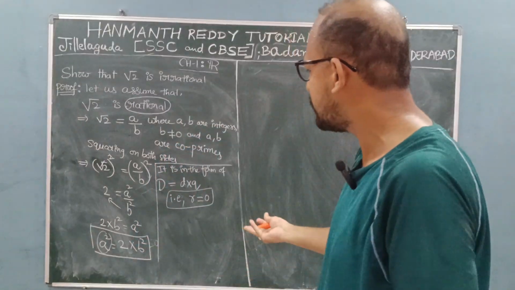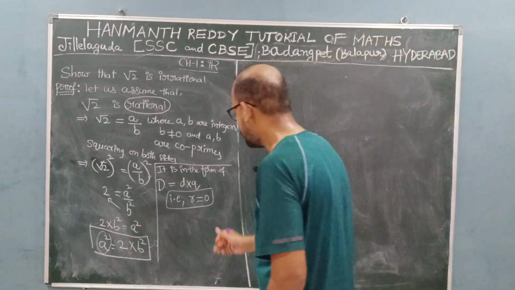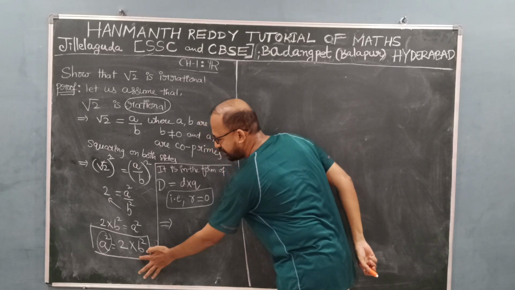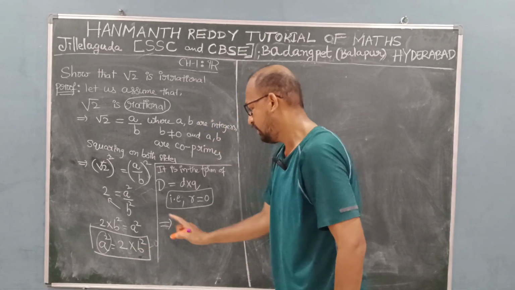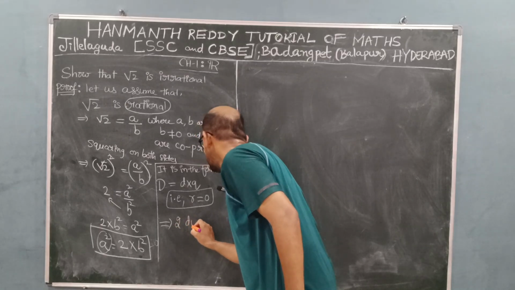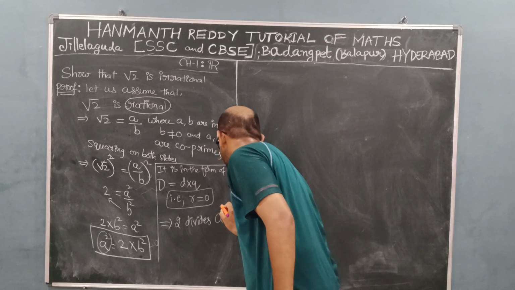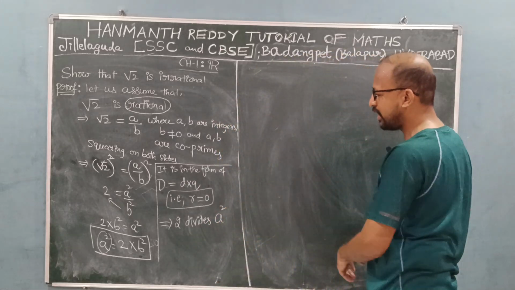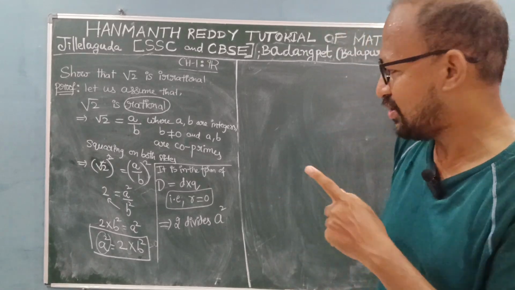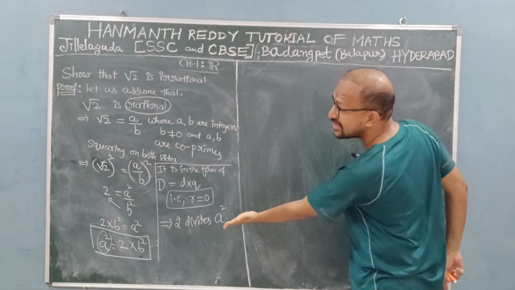So now divisor is a factor of dividend or divisor divides dividend. As per your textbook there is the word divides, that's why I'm writing the same. So as per this statement, 2 is the divisor, a square is the dividend. That implies 2 divides a square. Since 2 is a prime number and 2 divides a square, as per theorem P, I can write 2 divides a.